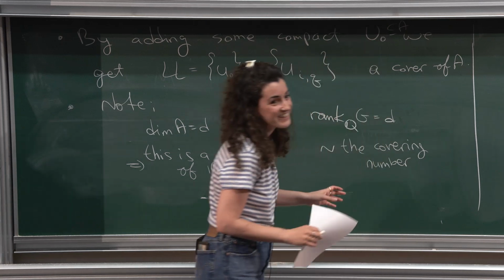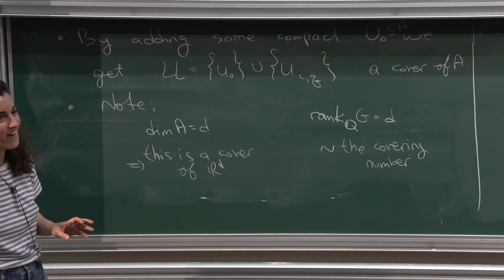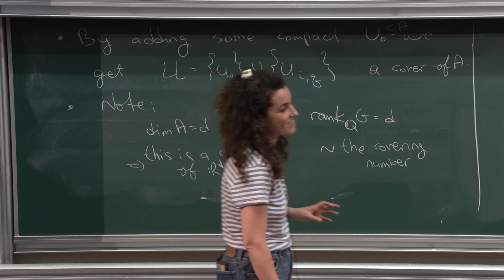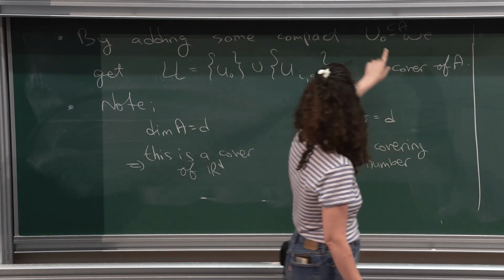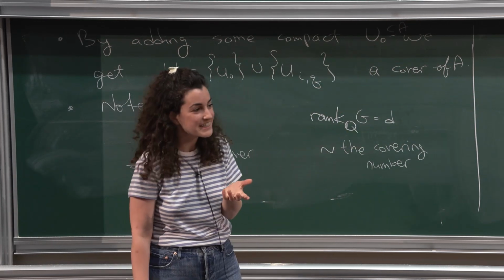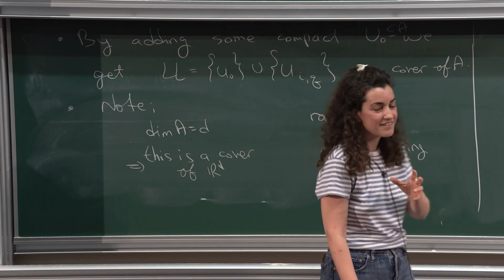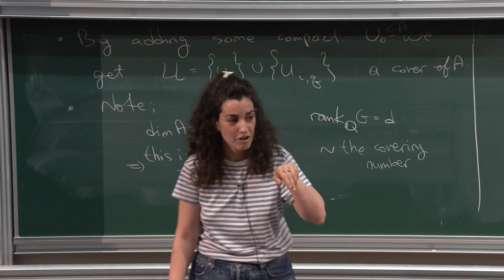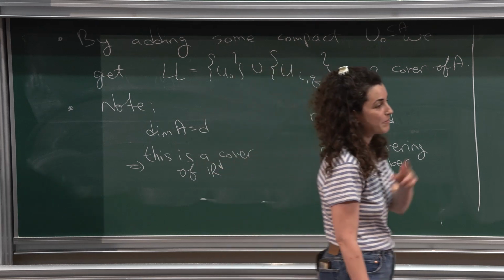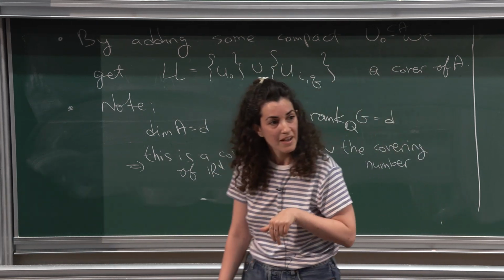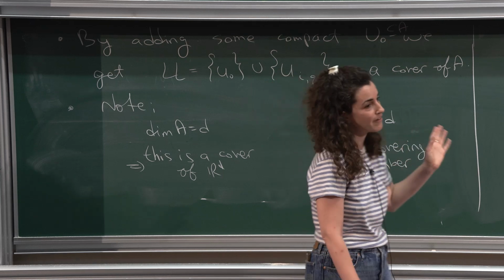Why is it almost the covering number? Because I have this compact set. So the compact set can intersect D. So on the compact set, I can have a covering number of D plus 1. But the rest of the cover, my covering number is D.